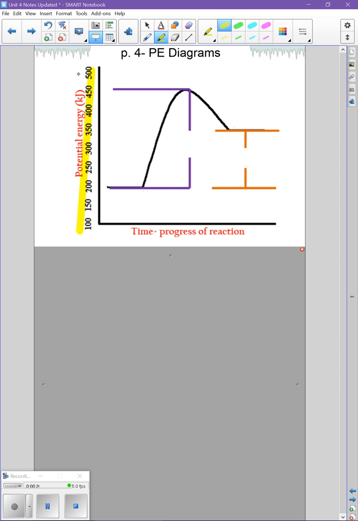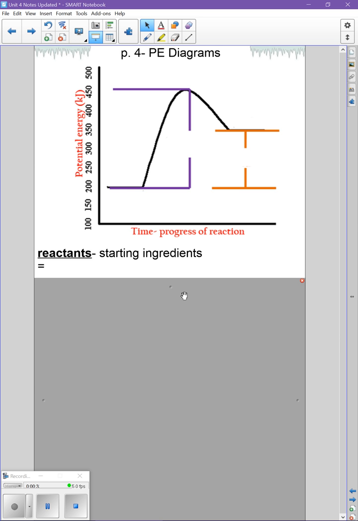We're going to use this graph and do a little bit of math, and we're going to get more specific about what all of those parts are and how to actually calculate their values. So we have to review all the different pieces of this graph. First, there are the reactants, or the starting ingredients. If I looked on the graph, those would be located over here, right?